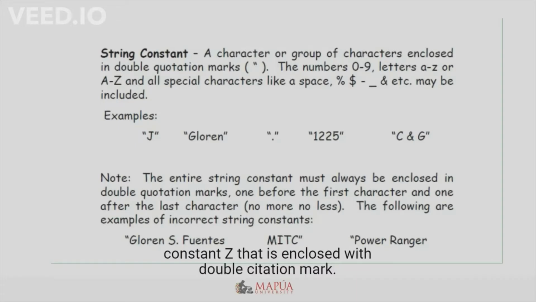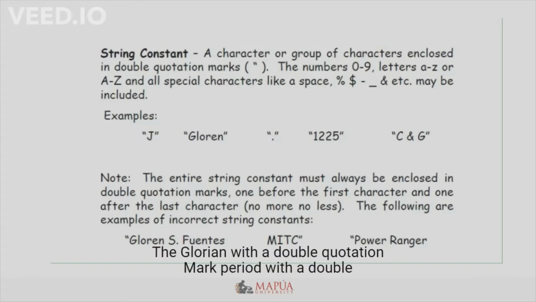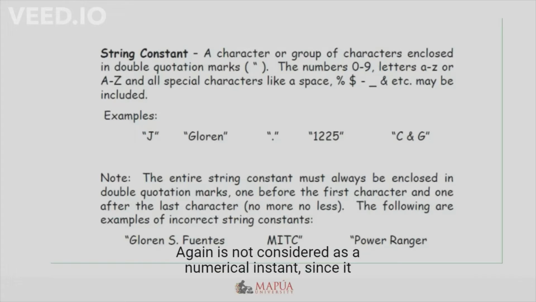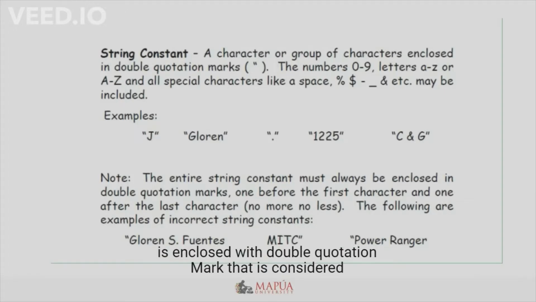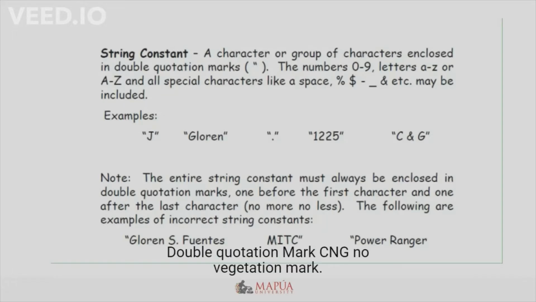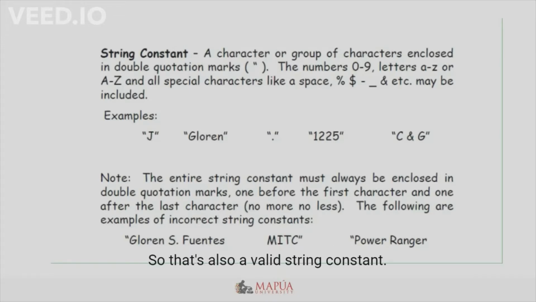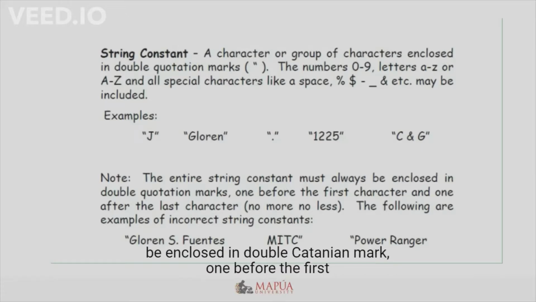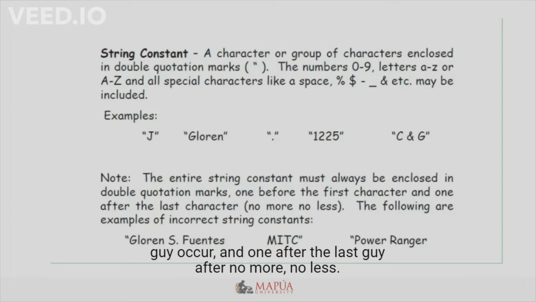So these are examples of valid and correct samples of string constants. J that is enclosed with double quotation marks. Glorin with double quotation marks, a period with double quotation marks. 1225, again, is not considered a numeric constant since it is enclosed with double quotation marks. That is considered a string constant. Double quotation mark, CNG, double quotation mark, so that's also a valid string constant. So take note that the entire string constant must always be enclosed in double quotation marks, 1 before the first character and 1 after the last character.